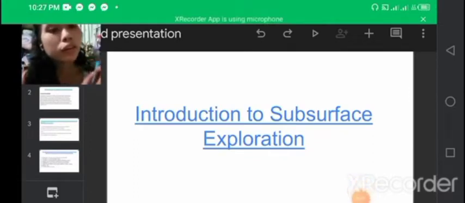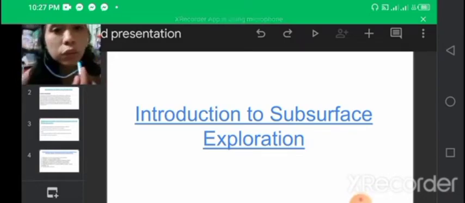We are now in our chapter 2, and this talks about the introduction to subsurface exploration. So now let's begin.